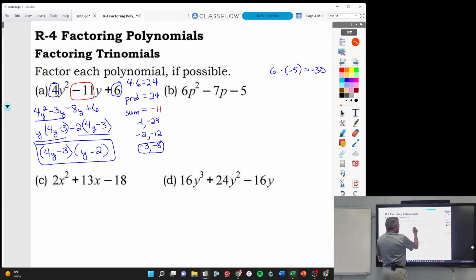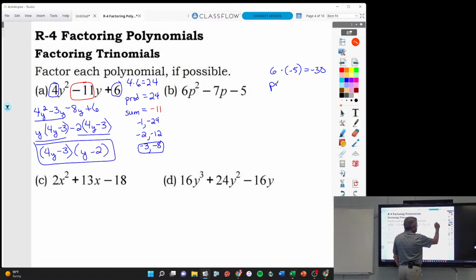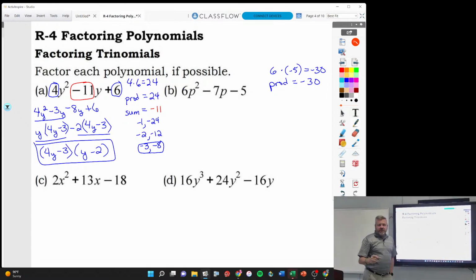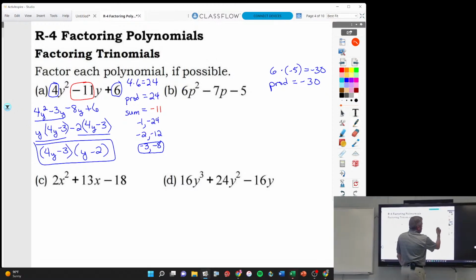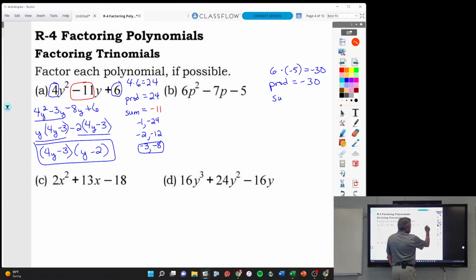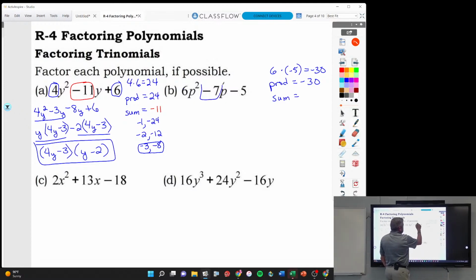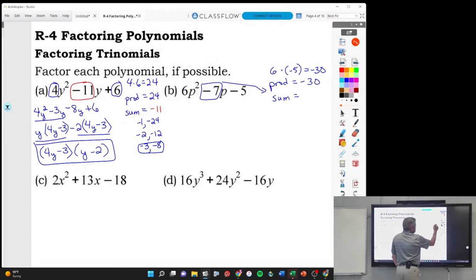So I want a product that equals negative 30. So to multiply two numbers together to get a negative answer, that tells me that one number is positive and one number is negative. But when I add them together, when I combine them, when I sum them, I want negative 7.